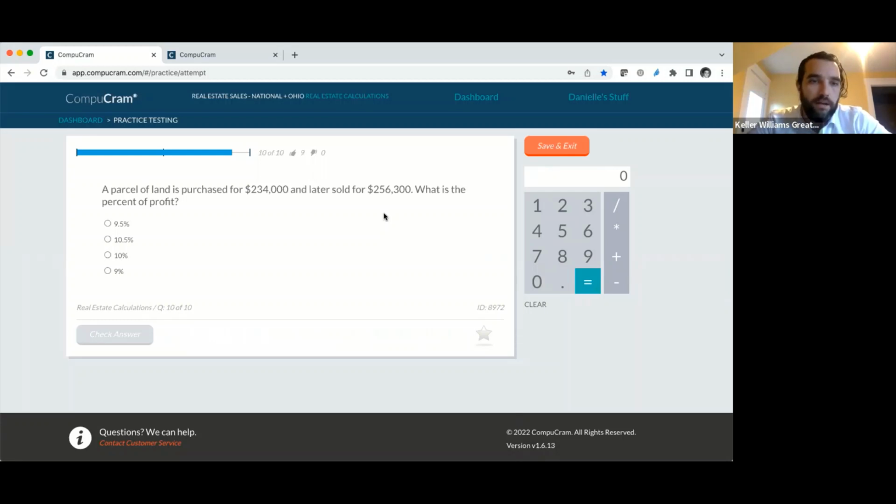Question number 10. A parcel of land is purchased for $234,000. It is later sold for $256,000. What is the percentage of profit on this property? Is it A, 9.5, B, 10.5, C, 10, or D, 9%?